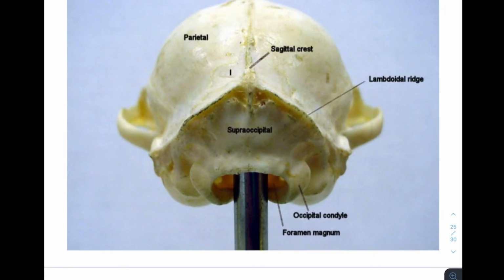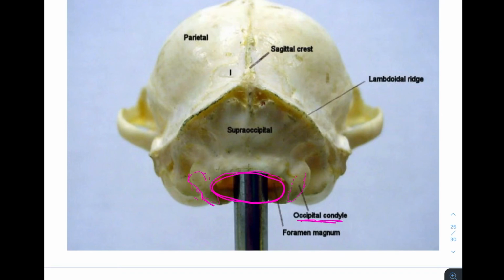From the posterior view, you can see the foramen magnum, which is where the spinal cord will come out, and you can see the occipital condyles, which is where that first vertebra, C1, or in other words, atlas, will articulate. So the first cervical vertebra will articulate with the occipital condyles.